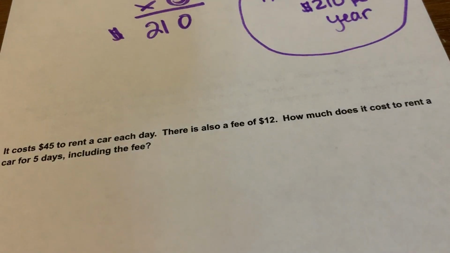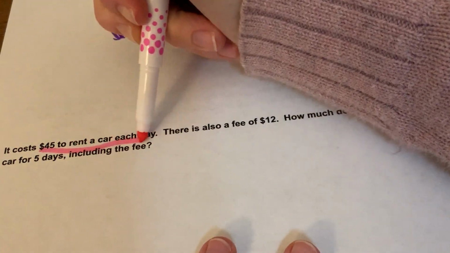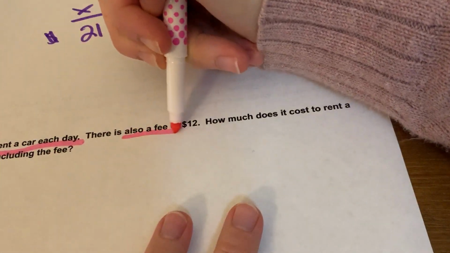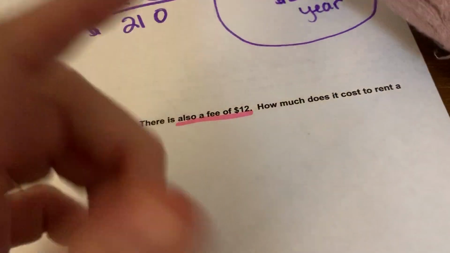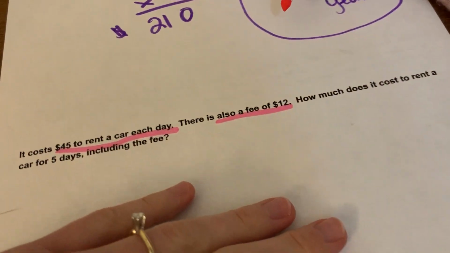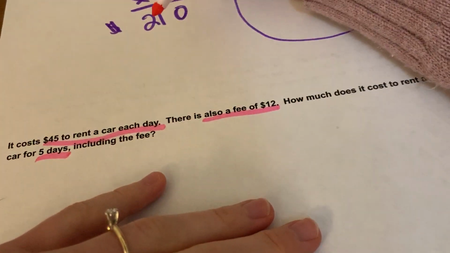Okay, so when I'm reading this, I'm seeing that it costs $45 to rent the car every day, so $45 a day. And then on top of that, there's a fee of $12. They could have made our lives easy and just combined those, but they didn't. So $45 and $12 every day. So we need to know how much it costs to rent the car for 5 days, including that fee.